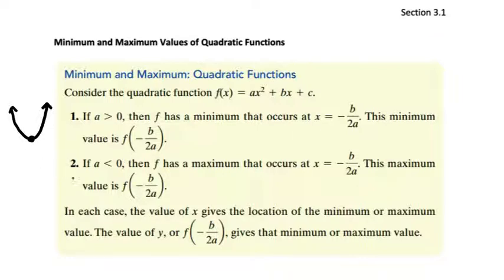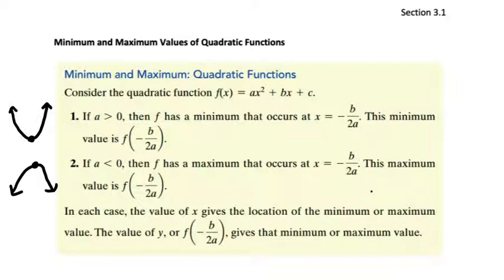And the minimum or maximum value, whichever it is, is always going to occur at the vertex of the parabola. So to find the minimum, we find the vertex. Or to find the maximum, we find the vertex. So if a is greater than 0, the parabola opens up and it has a minimum. If a is less than 0, or if a is negative, that means the parabola is going to open downward. And that means that it's going to have a maximum value at the vertex.